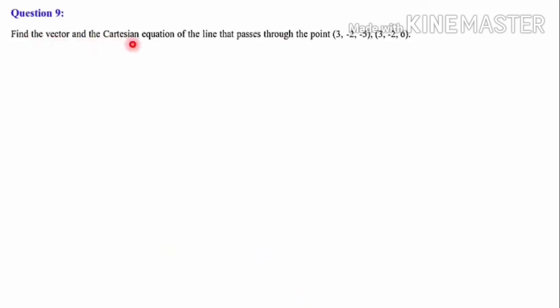Move on to question number 9. The question is, find the vector and the Cartesian equation of the line that passes through the points 3, -2, -5 and 3, -2, 6. Here clearly 2 points are given, so it is in 2-point form. So we have to write the vector equation as well as the Cartesian equation. So you have to try this question at home as homework.